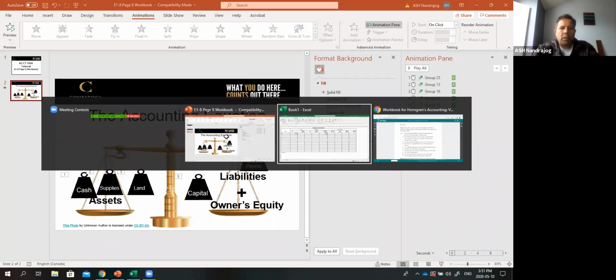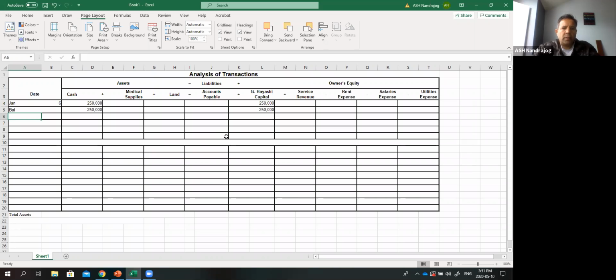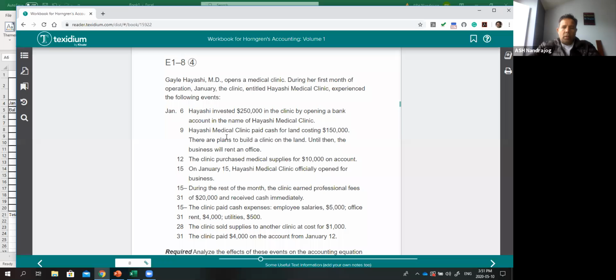Okay, now let's look at the next transaction. On January 9th, Hayashi Medical Clinic paid cash for land costing $150,000. There are plans to build a clinic on the land. Until then, the business will rent an office.